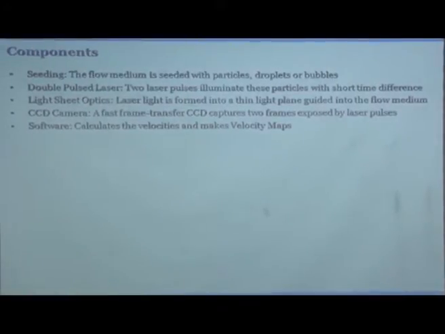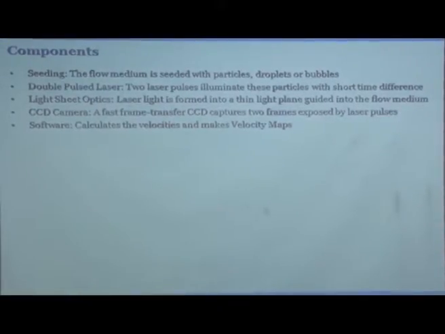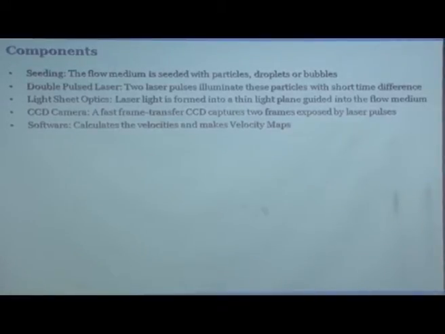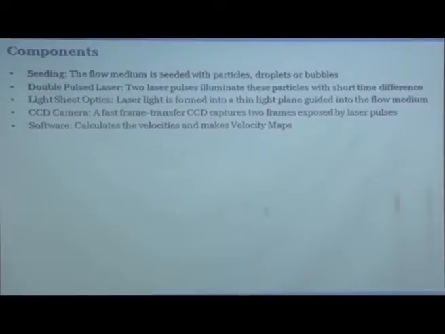If you are using 2D PIV, only one CCD camera is enough. If you are using 3D PIV, you need a minimum of 2 cameras, right. If you are using tomographic PIV, you can do it with 2, you can also do it with 4 cameras. So, a fast frame transfer CCD captures 2 frames exposed by laser pulses, and once these images have been captured, finally what you need is software which combines these 2 images. There is a lot of processing involved, and it tells you finally the information about the velocity of the flow field that you want to look at.